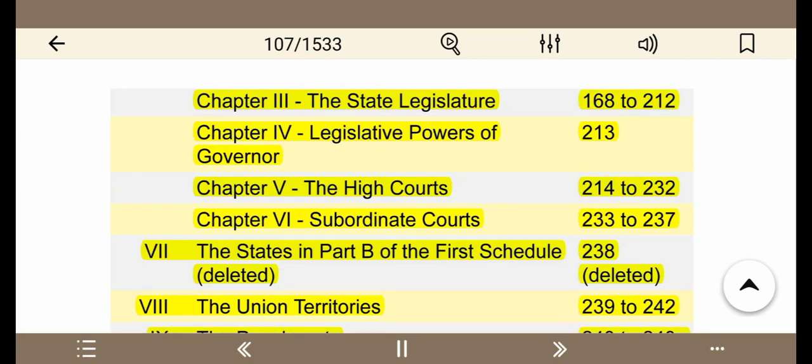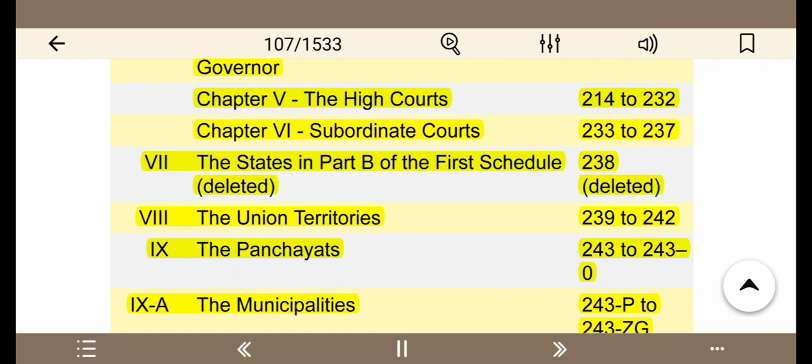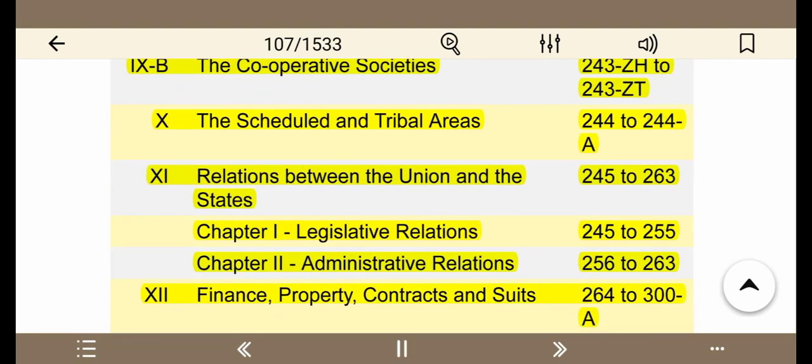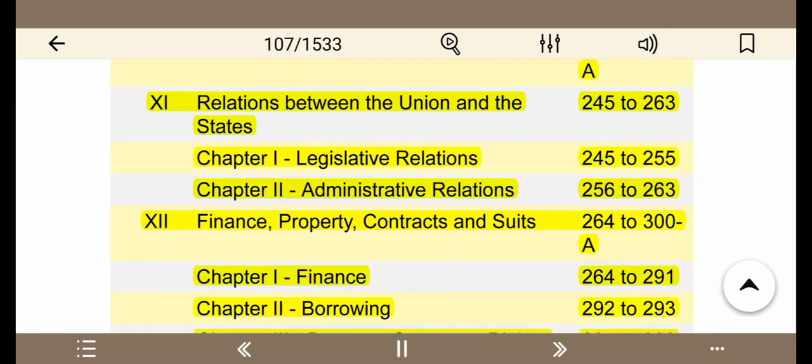Part 7: The States in Part B of the First Schedule, deleted, 238. Part 8: The Union Territories, 239 to 242. Part 9: The Panchayats, 243 to 243O. Part 9A: The Municipalities, 243P to 243ZG. Part 9B: The Co-operative Societies, 243ZH to 243ZT. Part 10: The Scheduled and Tribal Areas, 244 to 244A. Part 11: Relations between the Union and the States, 245 to 263. Chapter 1: Legislative Relations, 245 to 255. Chapter 2: Administrative Relations, 256 to 263.